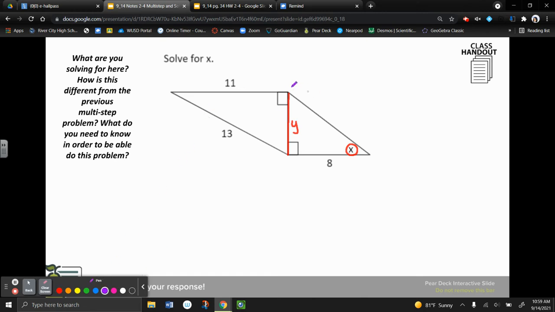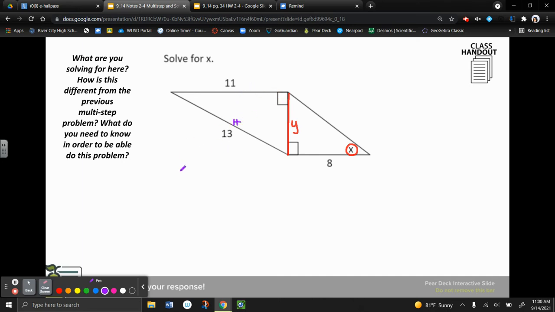So looking at this problem, we might notice that, hey, wait, we don't have any angle measurements, so we can't use trig to solve for this third side. So what we need to do is remember some other things that we've learned to solve for missing sides. And remember, when you're given a right triangle, you can also use Pythagorean theorem to solve for a third side. So in this case, we're going to use Pythagorean theorem.